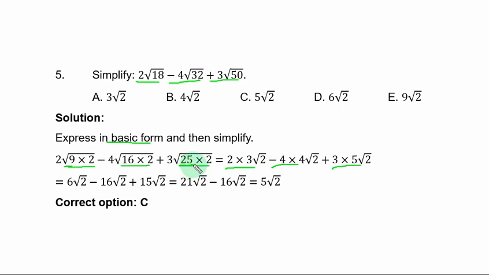25, the root is 5. 16, the root is 4. If you multiply the coefficients, you have this result. The next thing is to add. So first, we take this plus this gives 21 root 2. Then minus 16 root 2, and that is 5 root 2. The correct option is C.